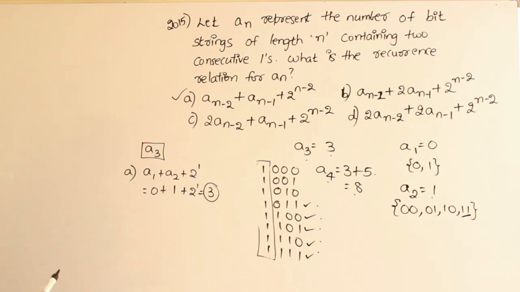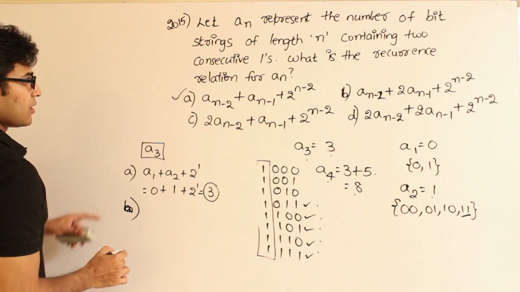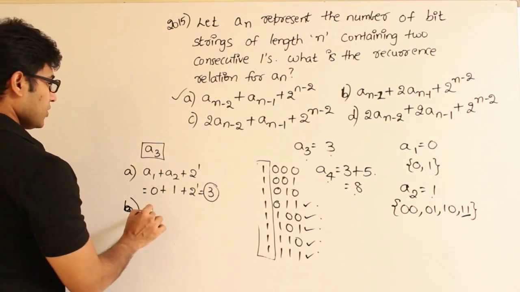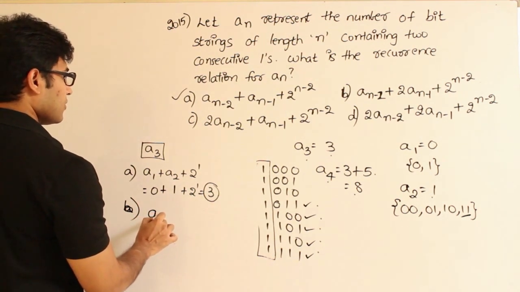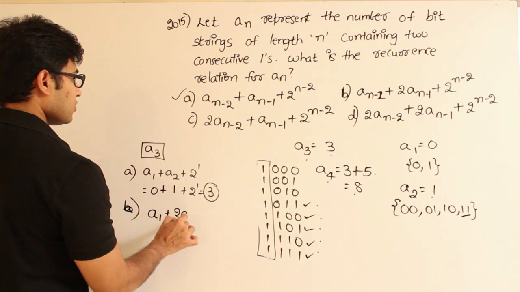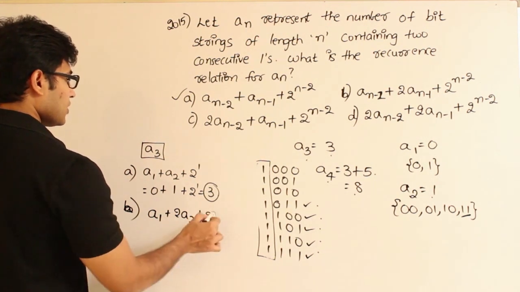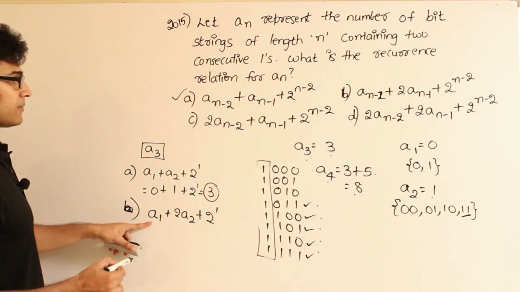Now let's go with option B. What does option B say? Option B says an equals, which means in this case a3 equals a1 plus 2 into a2 plus 2 power 1, since n minus 2 is 1, right? So what is a1?